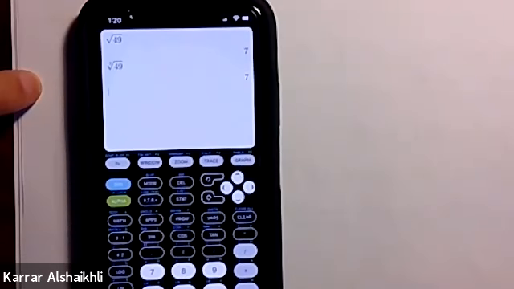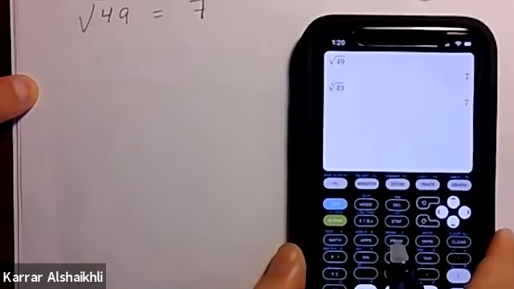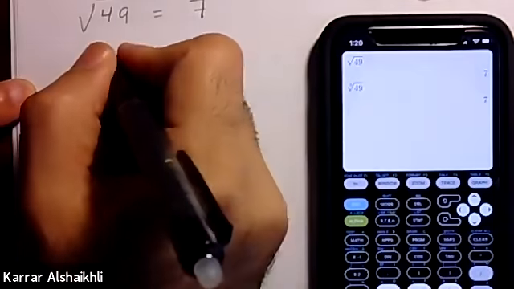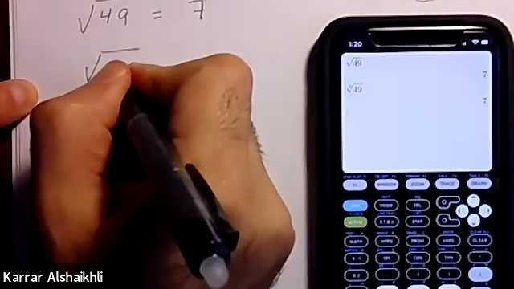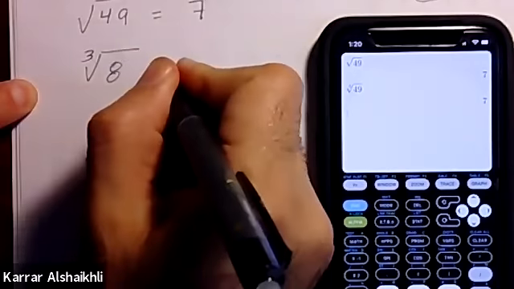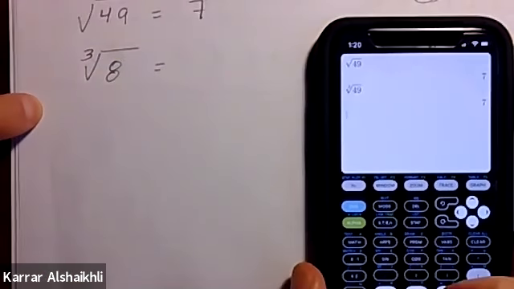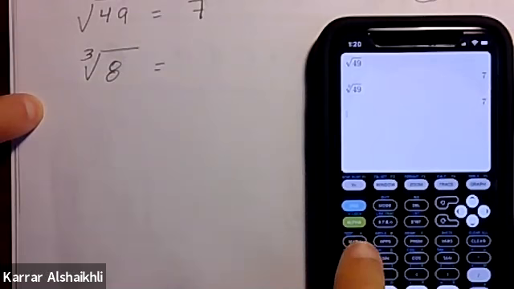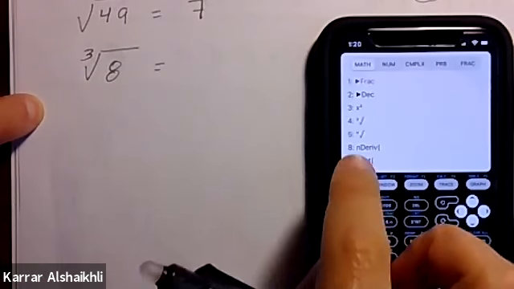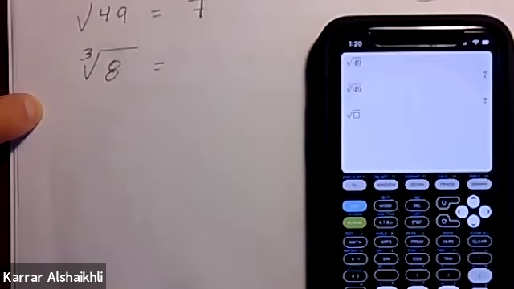Cubic root, for example, to find the cubic root of 8. You're going to use exactly the same thing: math, n root, put down the cubic, which is 3. Then the number is 8. So it's going to be 2, which means the result is 2.